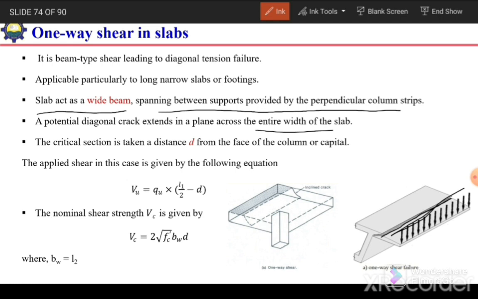The critical section is taken at a distance d from the face of the support, from the face of column or column capital. The applied shear in this case can be calculated as Qu times half of the span minus the critical distance from the face of the support. And the nominal shear in case of one-way shear is given by Vc equal to 2 times square root of fc prime bw d. Here bw is the width of slab, this much width of slab.